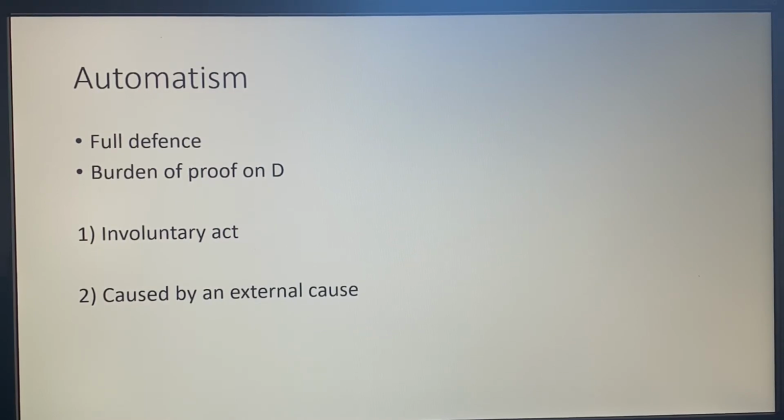The burden of proof is on the defendant, so the defendant has to prove this, and we'll talk about the issues with that shortly in the AO3. And really, automatism is made up of two key things. They have to have done an involuntary act, and that has to be caused by an external cause. And you see the difference there to insanity. This one's external cause. So we'll have a look at that.